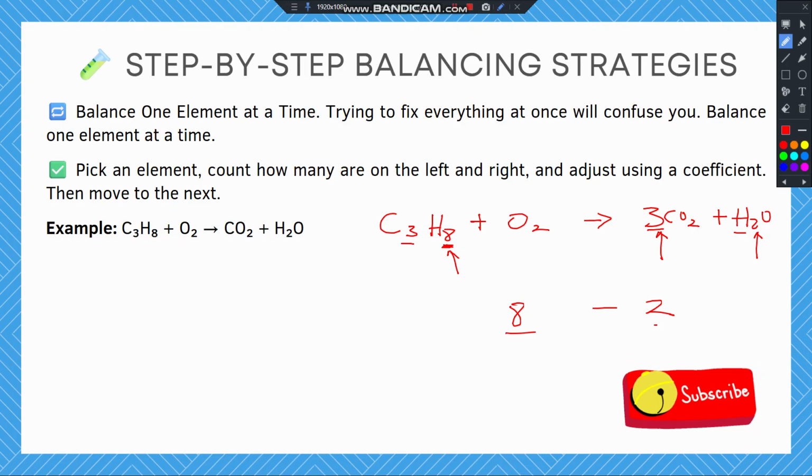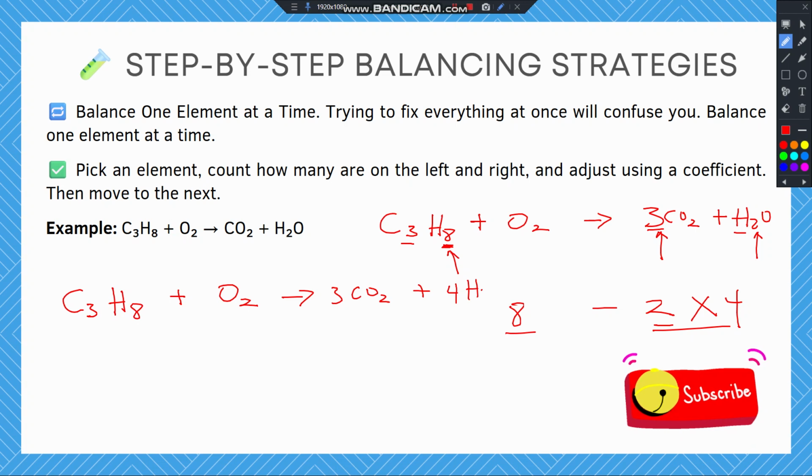So in order to make them equal, we'll simply multiply by a coefficient of 4. 4 times 2 will give us 8. So therefore, the equation now becomes C3H8 plus O2 giving us 3CO2 plus 4H₂O. At this point now, carbon is balanced, 3 on the left, 3 on the right, and hydrogen as well is balanced, 8 on the left and 8 on the right, because this 4 here multiplies these 2 over here.